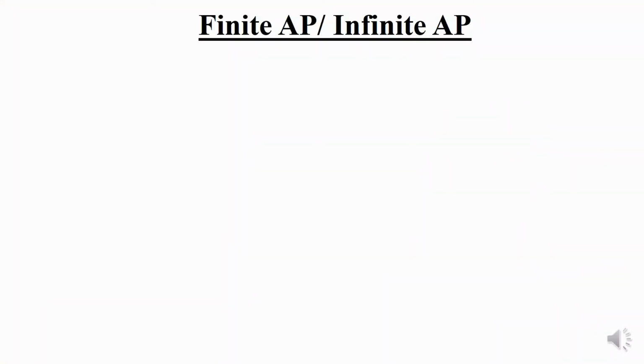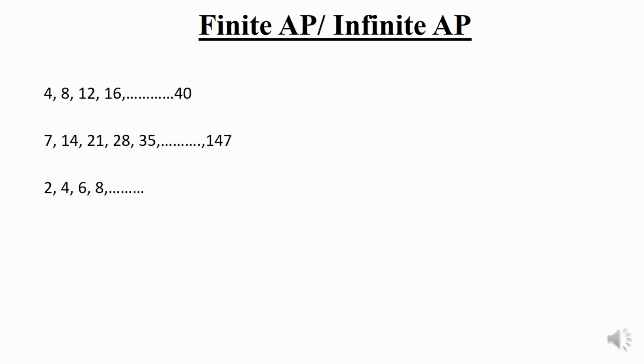Two different types are there. One is the finite AP, the other one is the infinite AP. Let us consider some examples here. 4, 8, 12, 16 up to 40. The second example is 7, 14, 21, 28, 35 and so on up to 147. The third one is 2, 4, 6, 8 and so on. The fourth one is 1, 2, 3, 4 and so on.